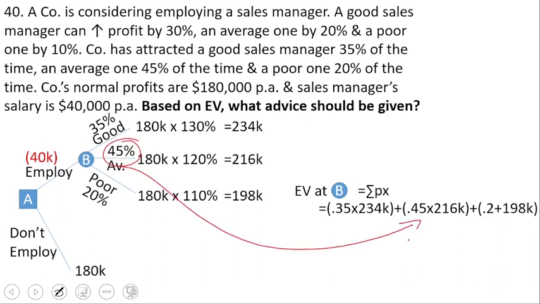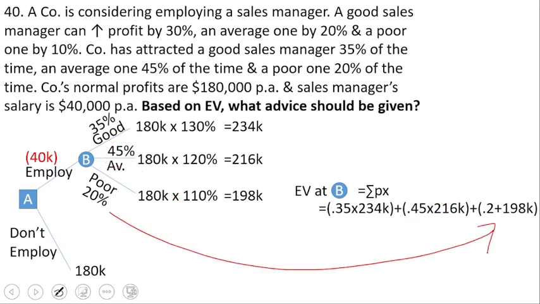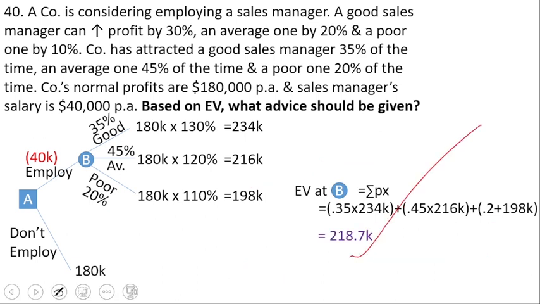45% chance. So 0.45 into 216,000, and the last outcome plus 0.2 multiplied by 198,000. So the expected value at B works out to $280,700. So we will write that amount on top of chance point B, which indicates that this is the average profit that we get at point B.